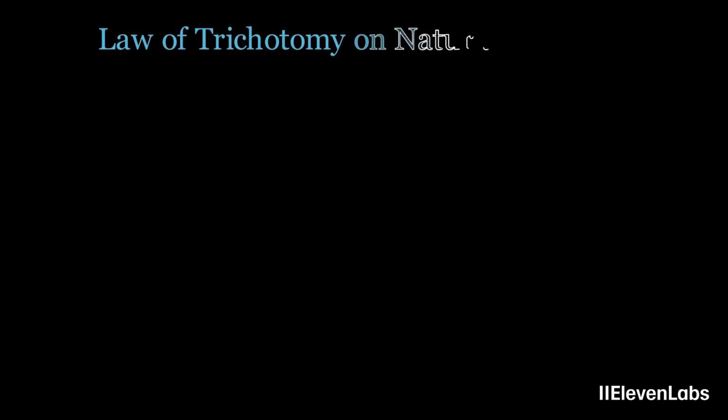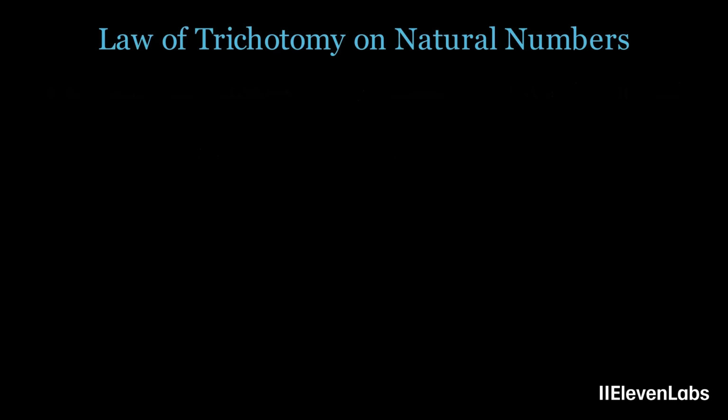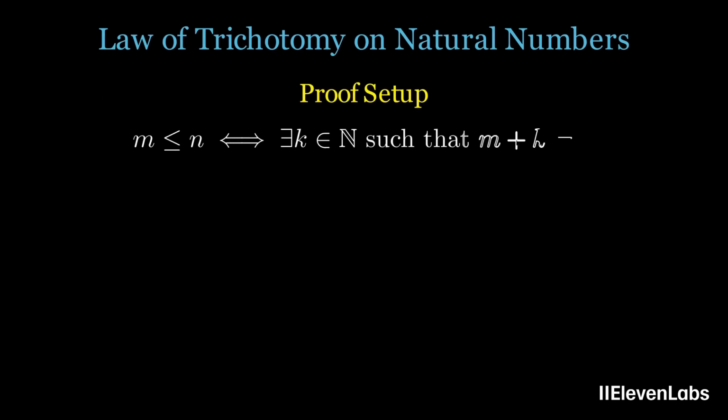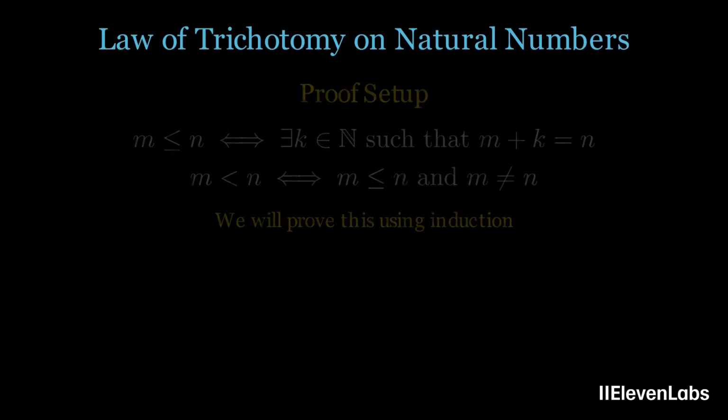The law of trichotomy is a fundamental order property of natural numbers. It says, for any two natural numbers m and n, either m is less than n, or m equals n, or n is less than m. It is guaranteed that exactly one of them will be true. We say that m is strictly less than n if m plus k equals n, where k is not 0, or m is not equal to n.